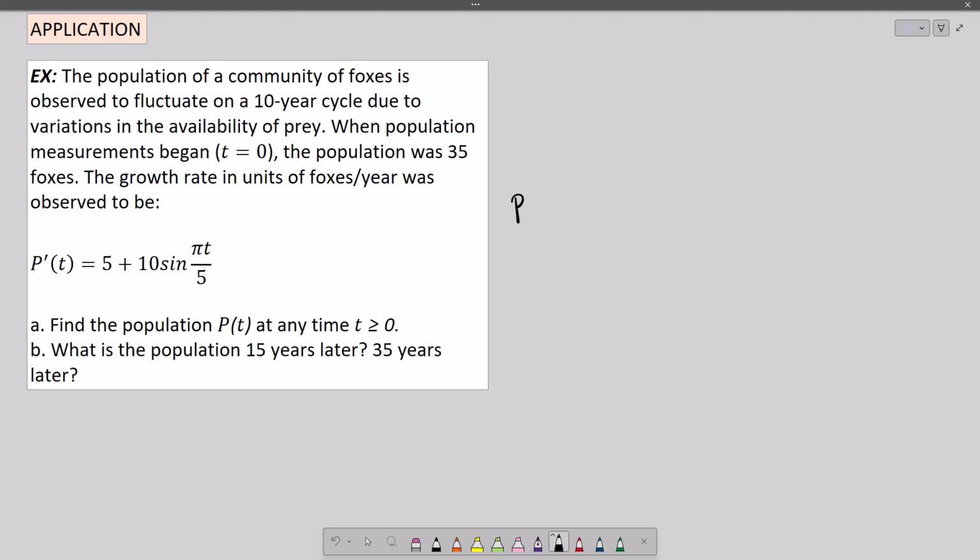So P of t, population in the future, is going to be the population that we start with when we start our measurements. So P of 0 plus the change in the population, which is sort of analogous to displacement. So we're going to integrate the rate of change function.